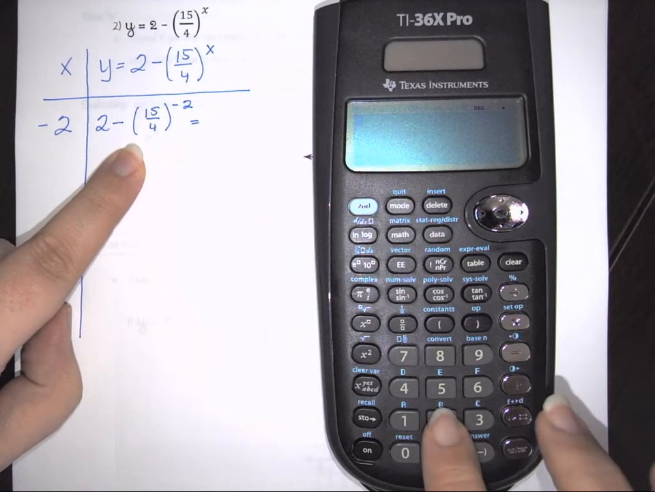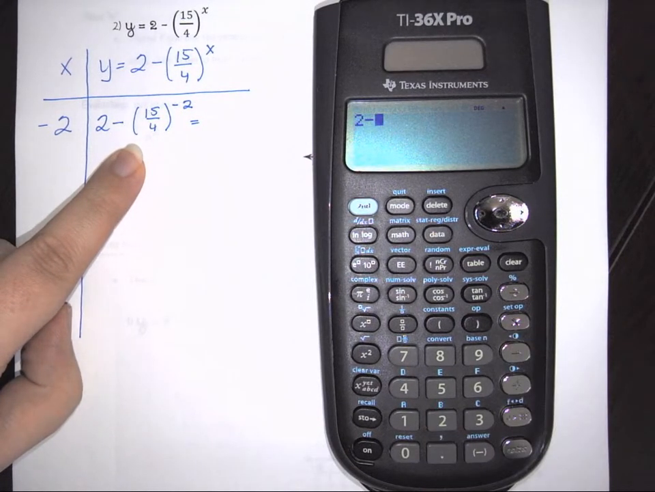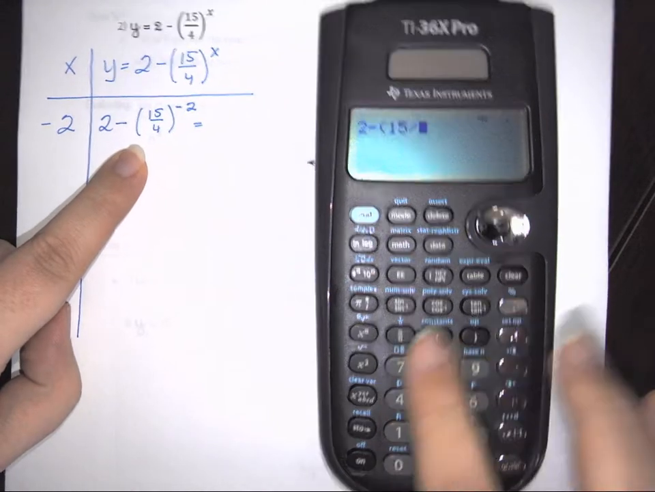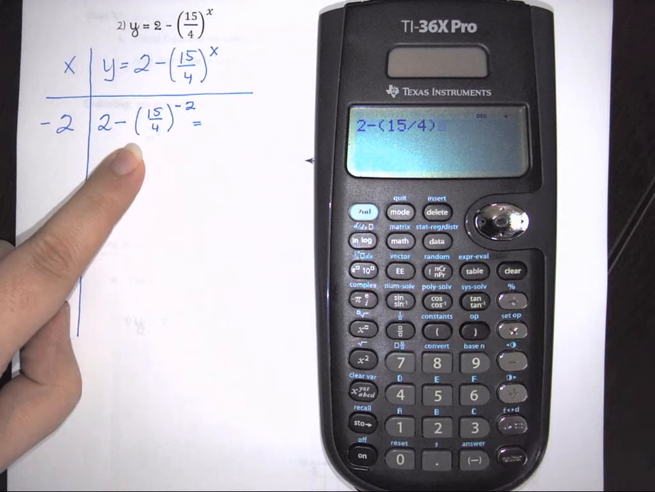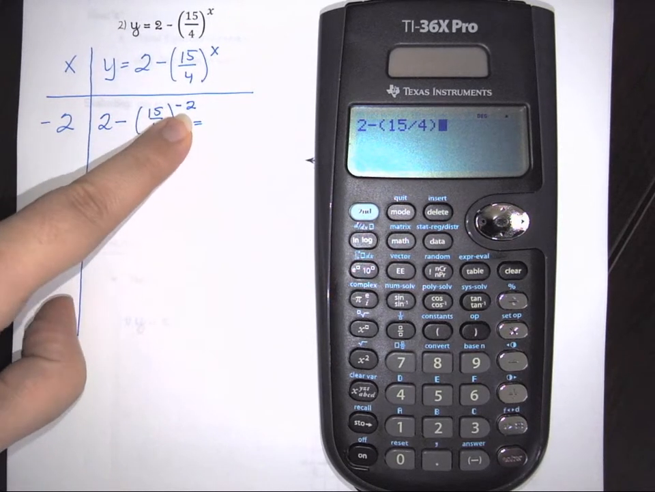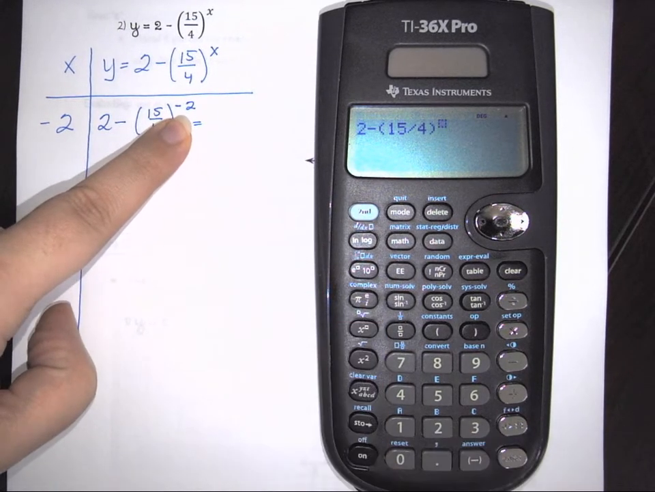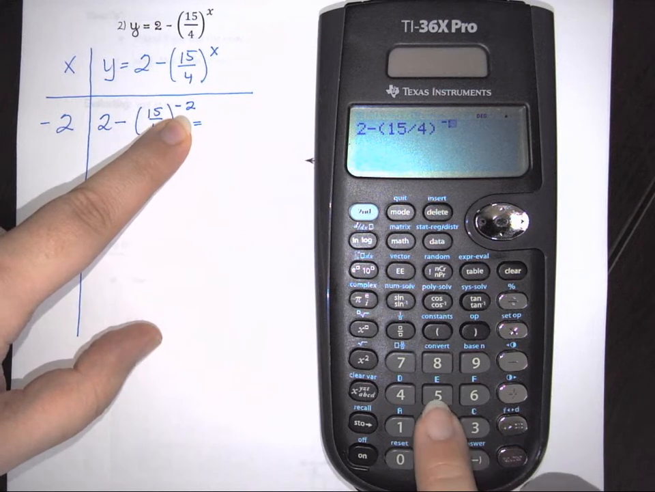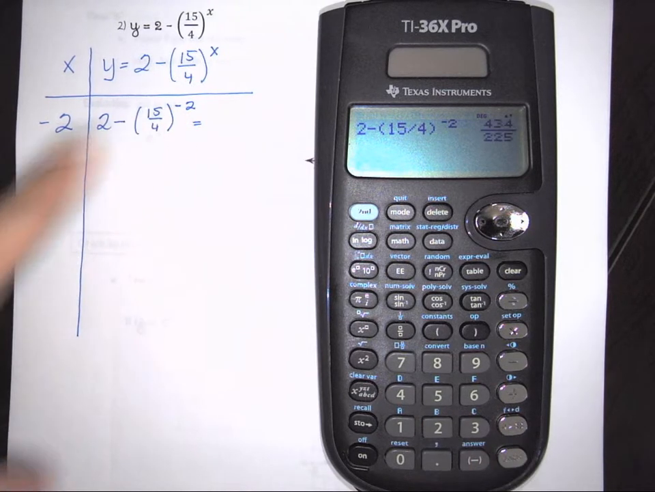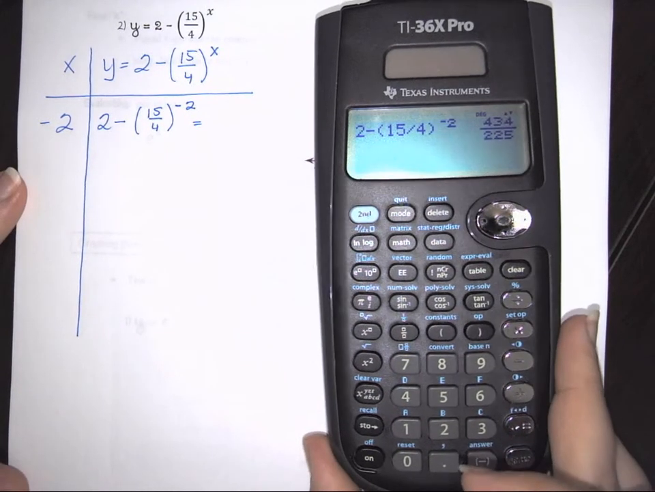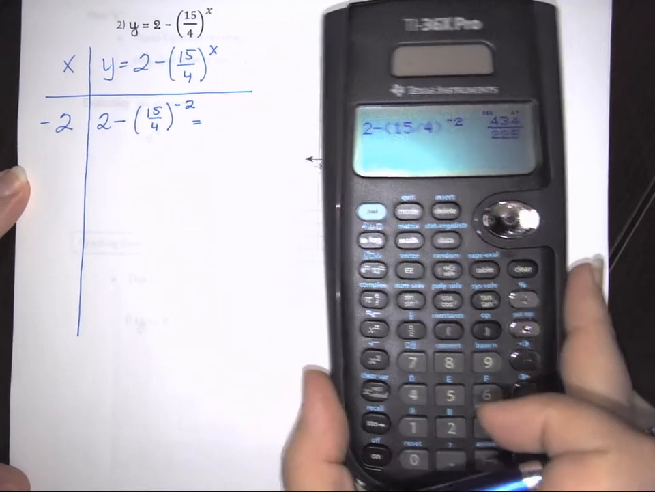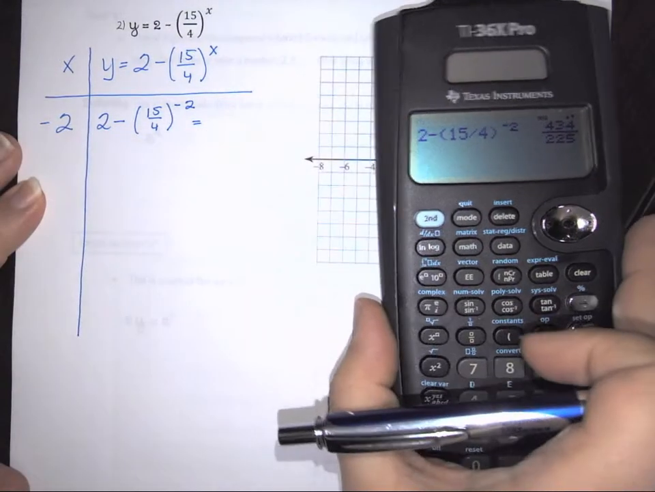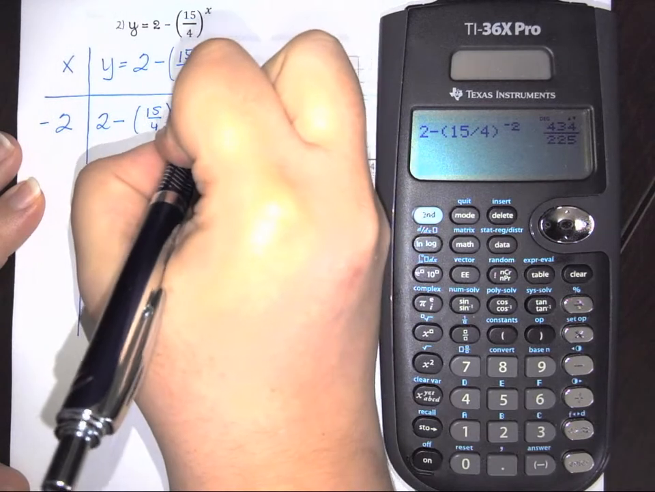So I have 2 minus, I'm going to open a parenthesis, 15 divided by 4, close that parenthesis, and then I need to do my power, so I'm going to hit my power button, and it is negative 2. So I'm going to hit enter, and it's going to give me this really large fraction, which is fine. So I have the fraction 434 over 225.